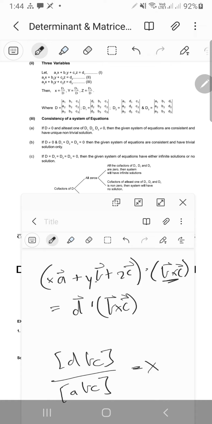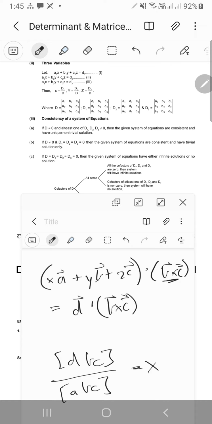Wait. That is one of them. So what happens if all of D1, D2, D3 are 0? Then you would just have x equal to y equal to z equal to 0. So what's bad in that? There's no problem, right? Why is that a non-trivial solution? You would just have x, y and z all be 0. So then D will be 0.